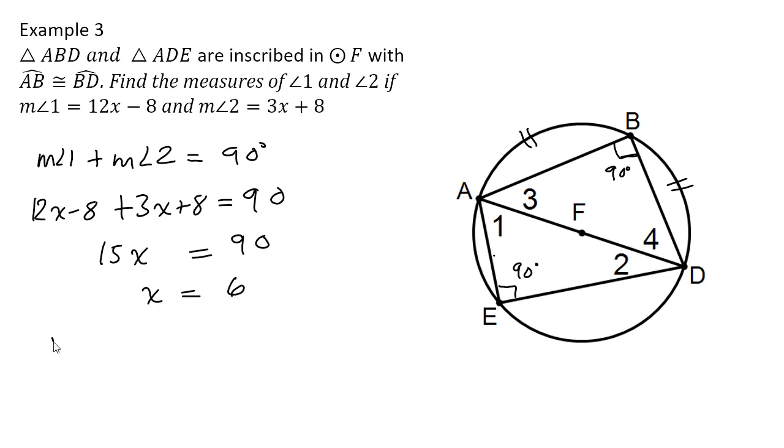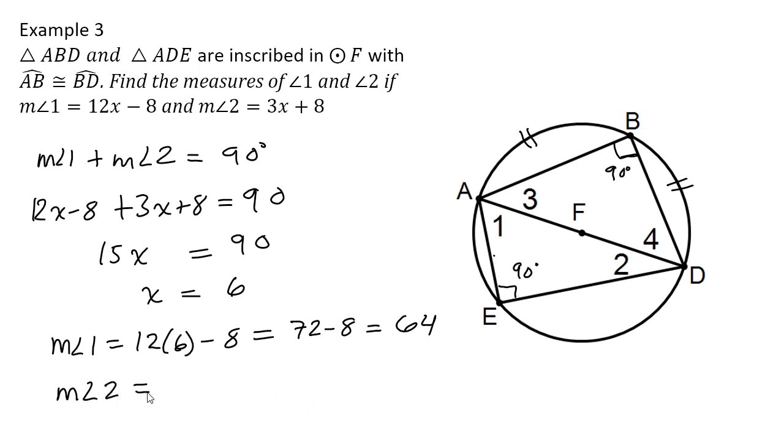So the measure of angle 1 is equal to 12 times 6 minus 8, which is 72 minus 8, so this is equal to 64. Now the measure of angle 2 is equal to 3 times 6 plus 8, so 18 plus 8, 26. Together both make 90 degrees, so that would be correct.